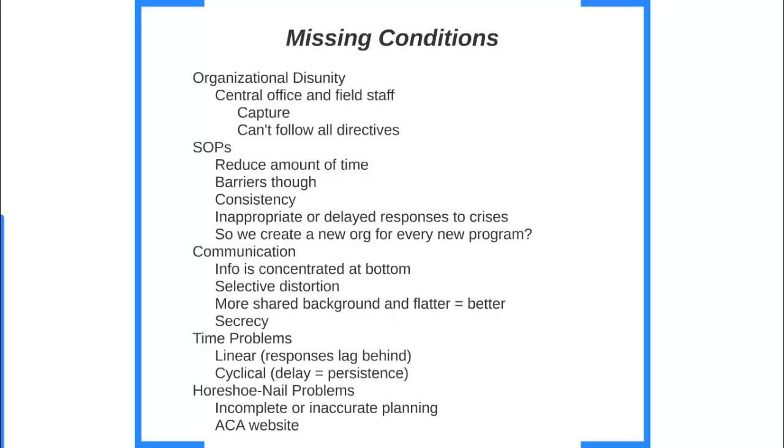Standard operating procedures. Standard operating procedures are great because they reduce the amount of time we spend formulating responses to standardized questions.